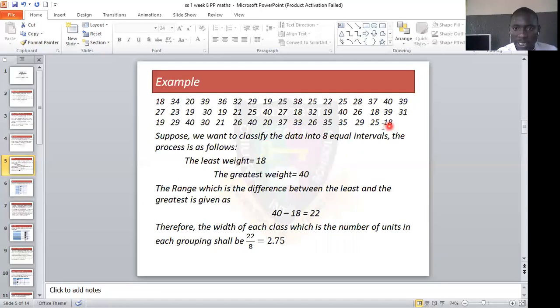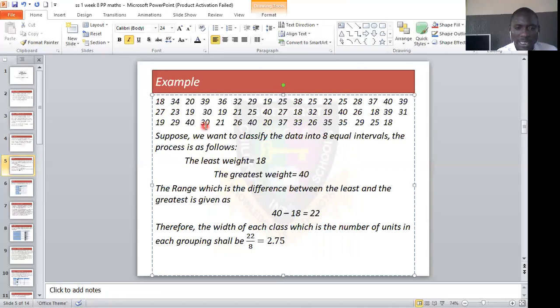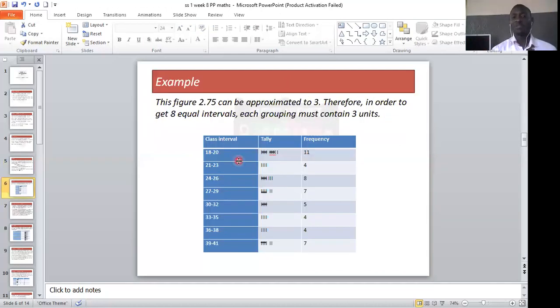Let's count again. You have to be very, very careful. That is 3 here, for 18 to 20, and we are looking at 18 to 23. So 4, 5, 6, 7, 8, 9, 10, and 11. You can see it's 11. You have to be very careful. So the frequency is 11, and that's why we have 11 here. The range 18 to 20 is 11.